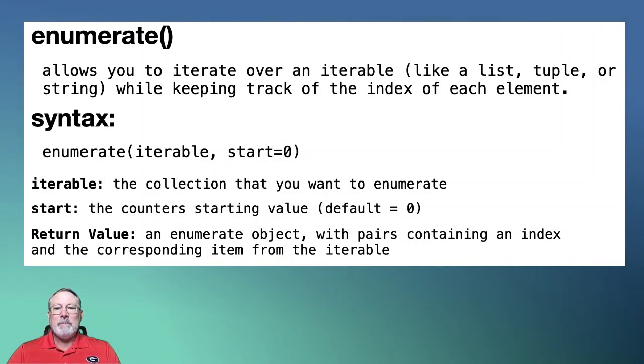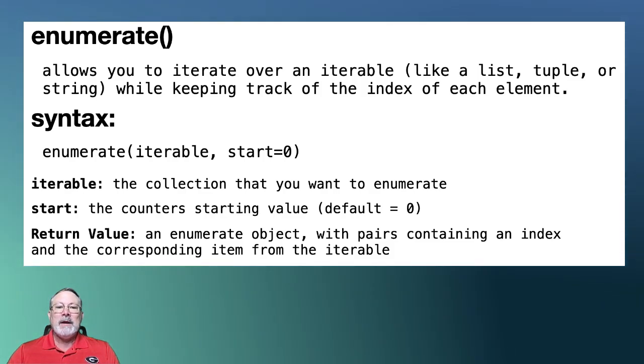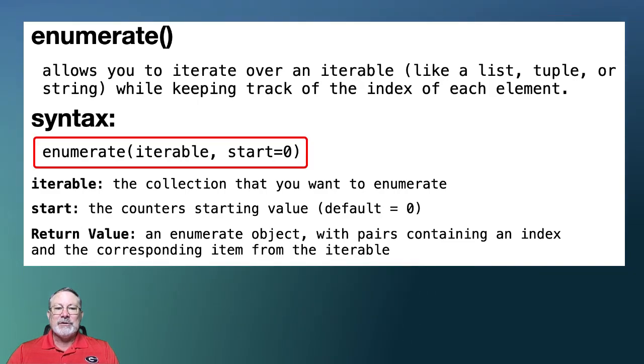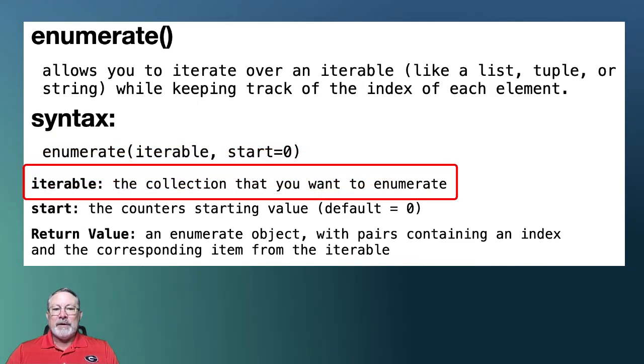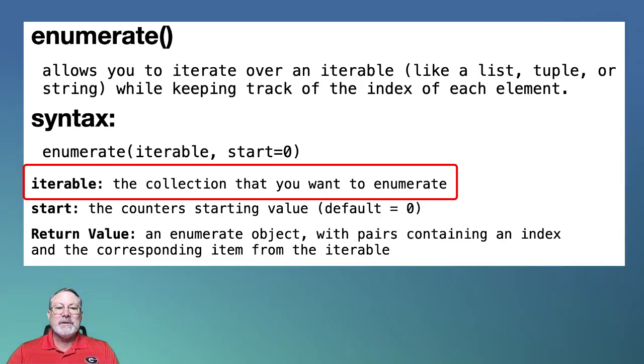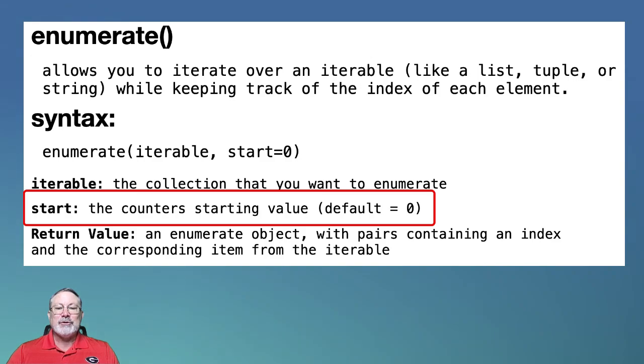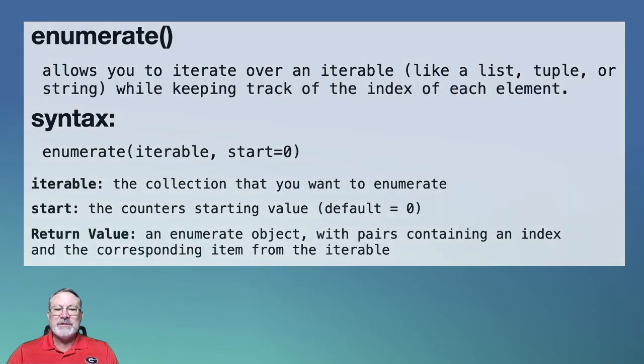It's a built-in Python function that adds a counter to an iterable, such as a list, tuple, or string, and returns it as an enumerate object. Here's the syntax. The iterable argument is a collection you want to enumerate, like a list or a tuple. The start argument is the counter's starting value, which defaults to 0.